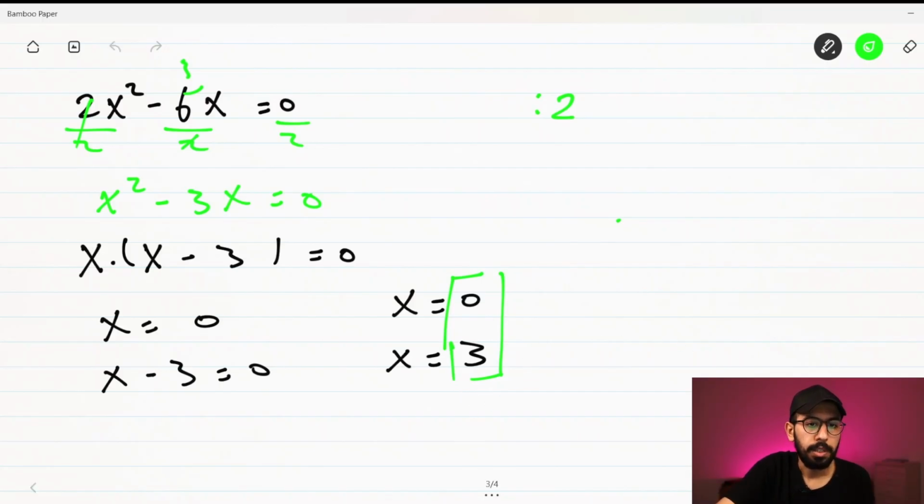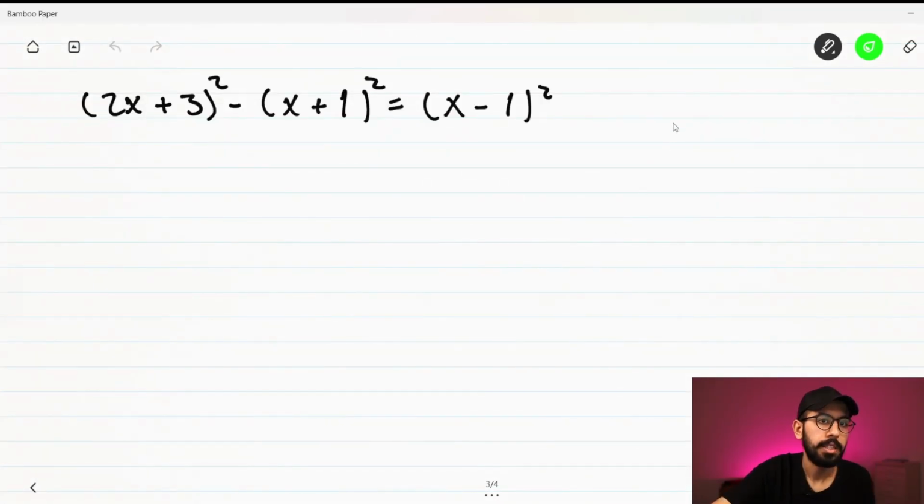Now let's jump to another example. This example is a little bit harder than the first one and the second one. The first step actually is, when we look at it, we see that we have a square bracket here and here and here. So we need to expand these square brackets.